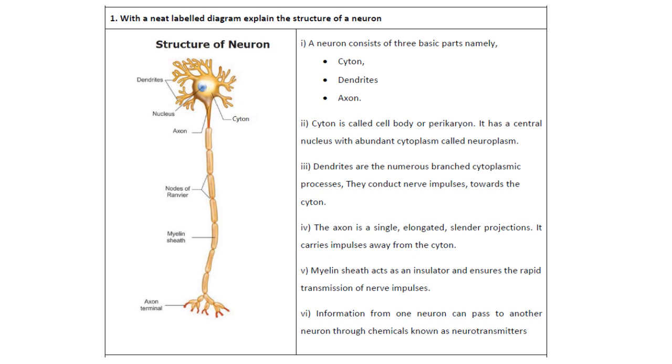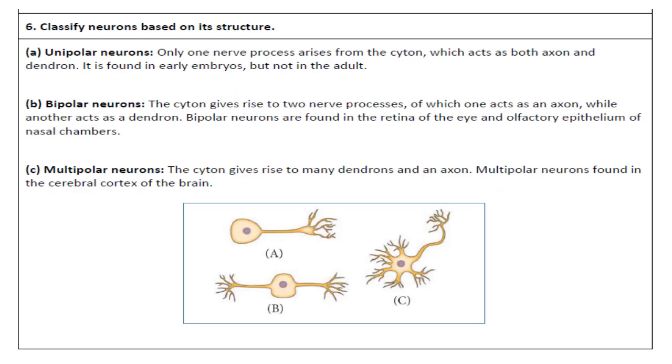Dendrites are numerous branched cytoplasmic processes. They conduct nerve impulses towards the cyton. The axon is a single elongated cylindrical projection. It carries impulses away from the cyton. Myelin sheath acts as an insulator and ensures the rapid transmission of nerve impulses. Information from one neuron can pass to another neuron through chemicals known as neurotransmitters.